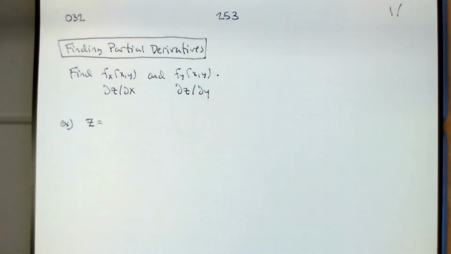Today is nice and straightforward. We're just going to be finding some partial derivatives. I'm going to give you a function, and you're going to find the two partial derivatives, partial with respect to x, partial with respect to y. The idea is that if we're finding the partial with respect to x, x is the variable, y is a constant. If we're finding the partial with respect to y, y is the variable, x is the constant.